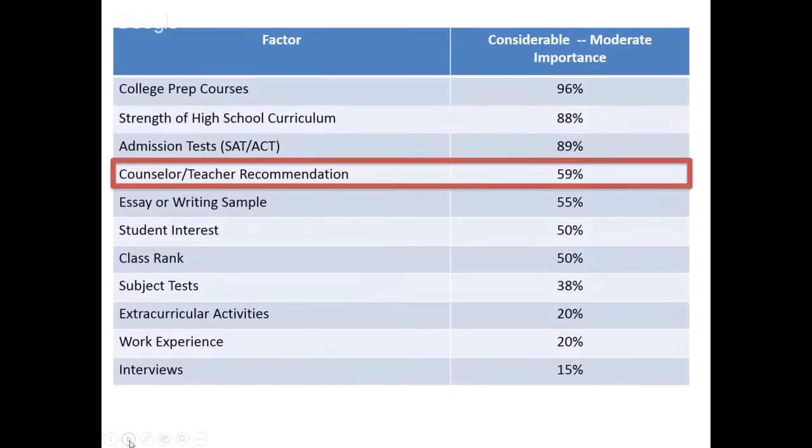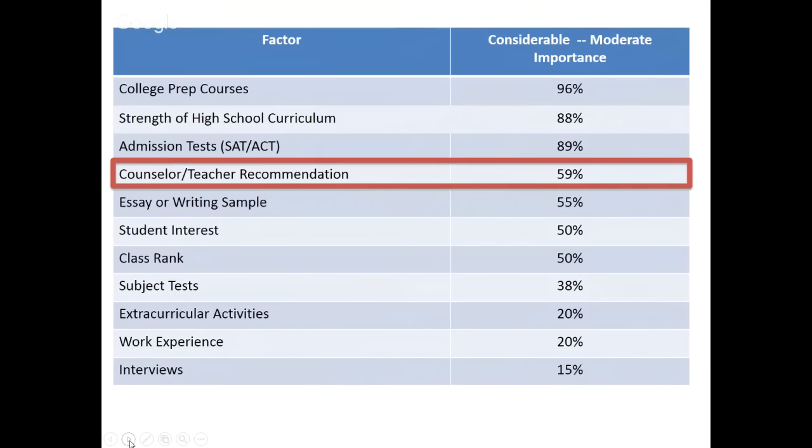The next part, we're going to talk about counselor and teacher recommendation. Let me see the questions here. Zawar asks, IELTS, SAT, or ACT, or both are required? Yes.